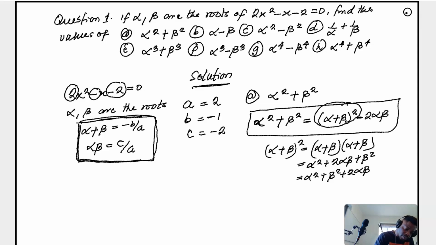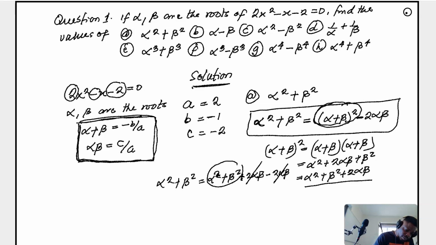Okay? Now, you are subtracting minus 2 alpha beta. So alpha squared plus beta squared is equal to this one, and this one here is this already, which is alpha squared plus beta squared plus 2 alpha beta, then minus 2 alpha beta. Remember, plus 2 alpha beta minus 2 alpha beta will cancel out. So you can see alpha squared plus beta squared is equal to alpha squared plus beta squared. So this expression on the left hand side is equal to this expression on the right hand side.